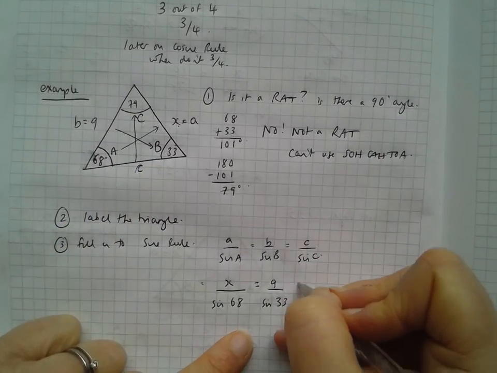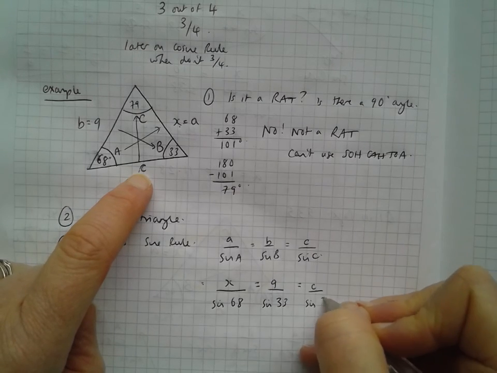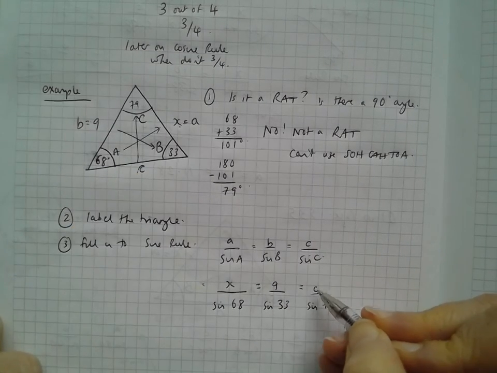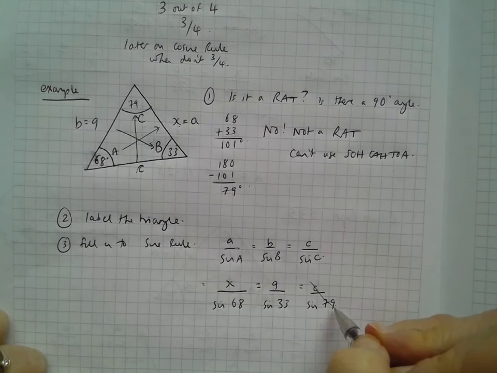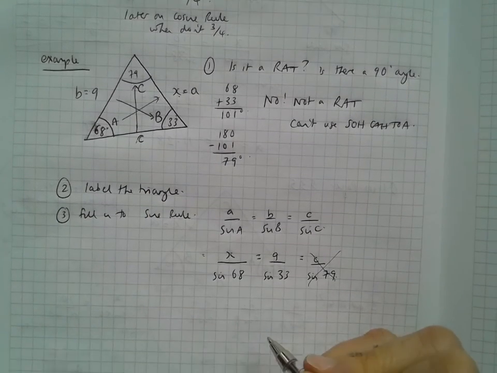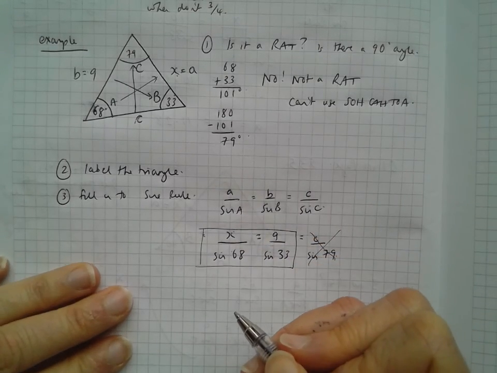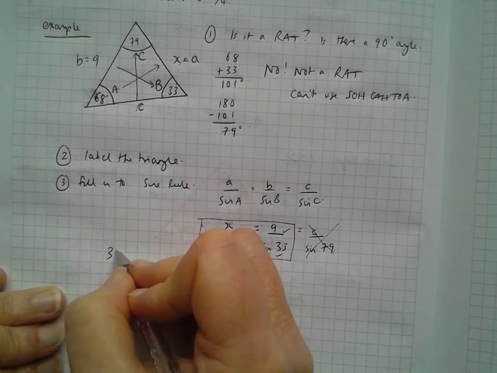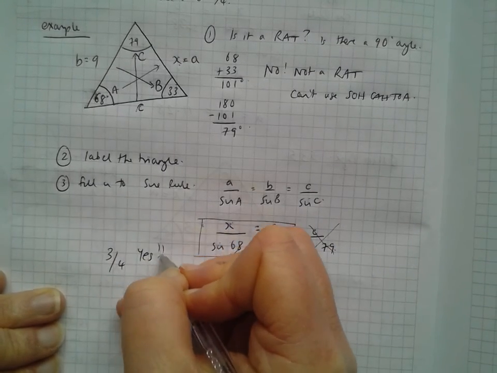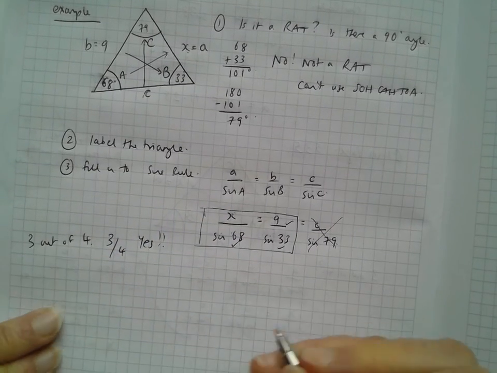I don't have side C, but I do have the sine of the angle opposite it. But I'm not looking for C. C is irrelevant. There's no mention of C. I just happen to find angle C. So actually, we'll ignore those guys. Now, here's our 4. 1, 2, 3, 4. Do I have 3 out of those 4? 1, 2, 3. I have 3 out of 4. Yes. So I can use the sine rule.